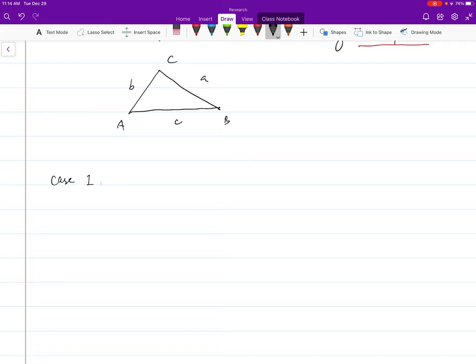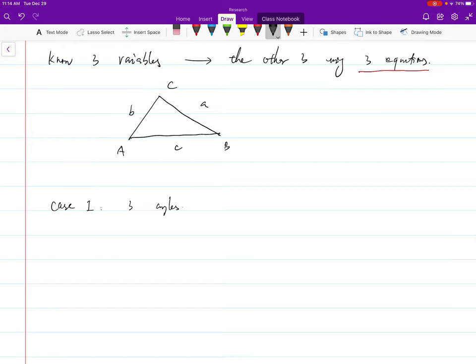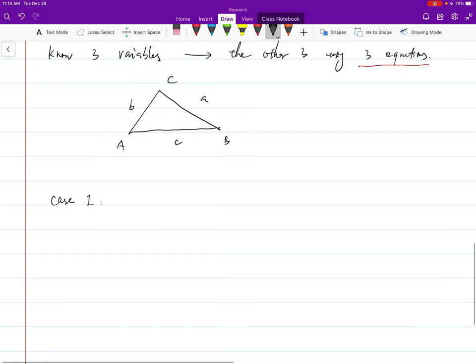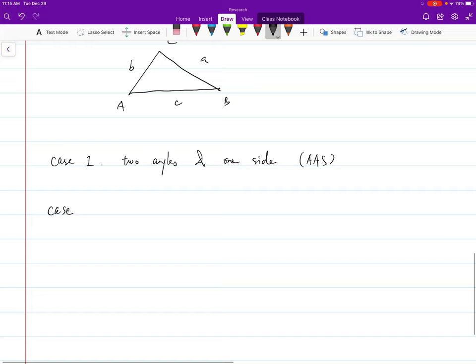So how many combinations of three variables can we have? Well, number one, we can know three angles. But then, once you know two angles, you can get the third angle for free. So you have some redundant information. So at least you should have one side. If you only have three angles, you only have two pieces of information. Okay, so we have two angles and one side. Let's call it AAS. A stands for angle, S stands for side.